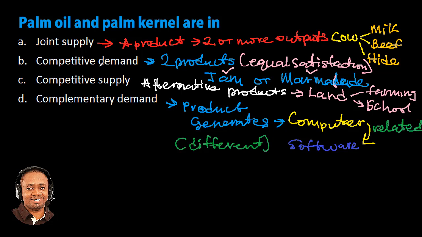So the right answer: palm oil and palm kernel are both from the same source, the palm fruit. When the palm oil is extracted, what is left over is the palm kernel. So the right answer is joint supply.